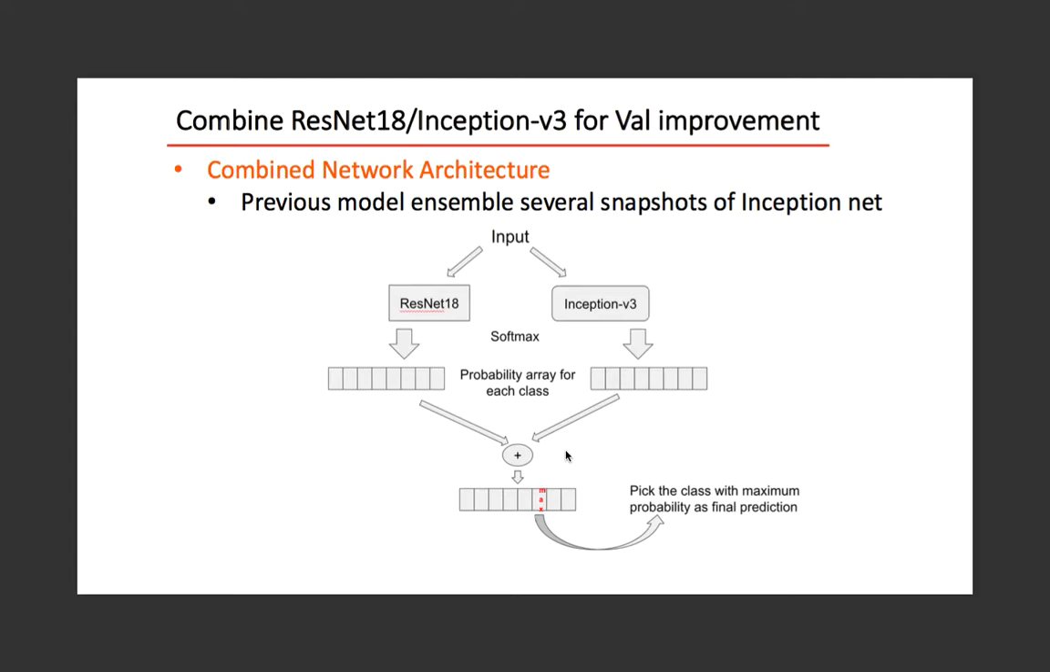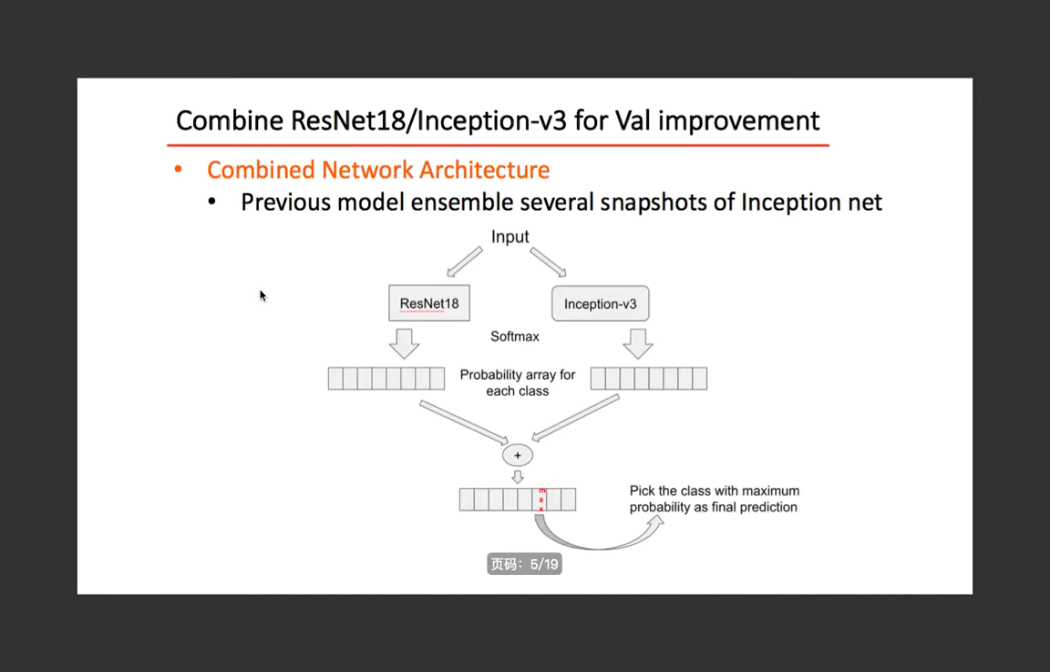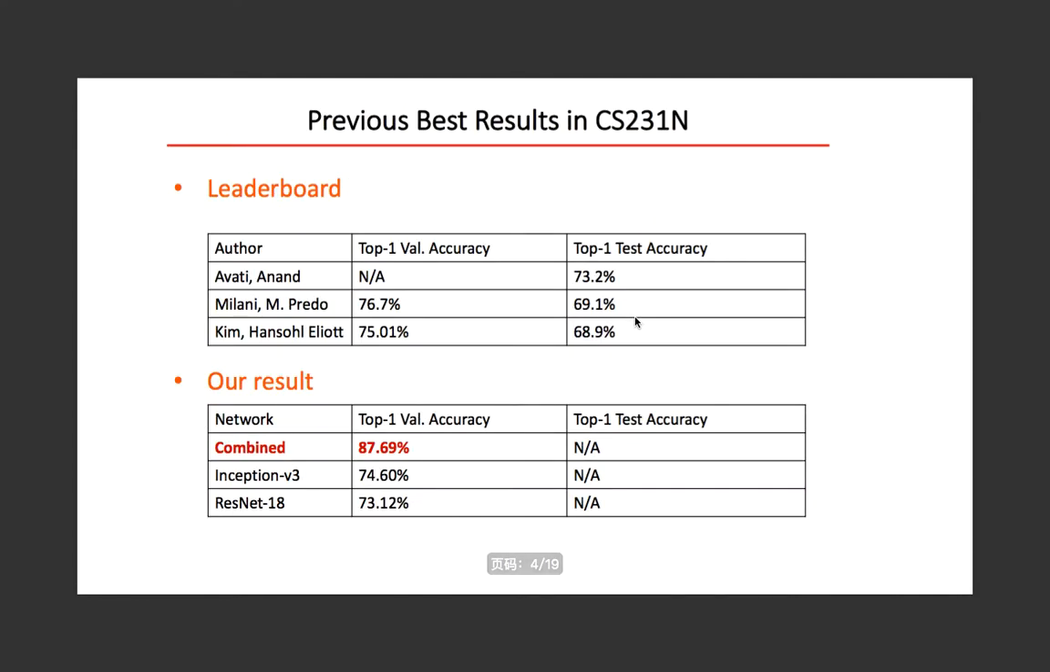We are actually inspired by Milani, the second person here. He claimed that by ensembling several snapshots of InceptionNet, the validation accuracy improved to some extent. So we want to apply a similar approach, but the difference is that instead of ensembling several snapshots of the same network, we are ensembling different networks, which are ResNet 18 and Inception v3, which we have trained before.